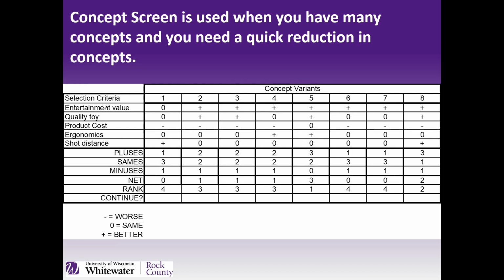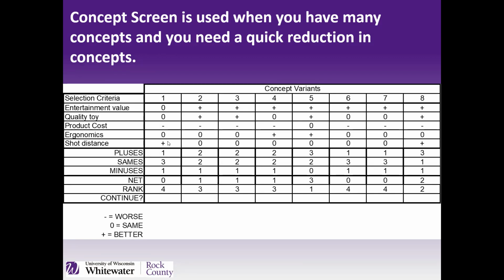And then on the left side, we have all the different types of criteria. Here we're looking at some toy. It has some entertainment value, some quality, cost, ergonomics. All that is in there. And we put in zeros, pluses, and minuses. A plus means it's really good, so this one's good on entertainment value. It's a good quality type thing. It's kind of 0 on the ergonomics, meaning neutral.